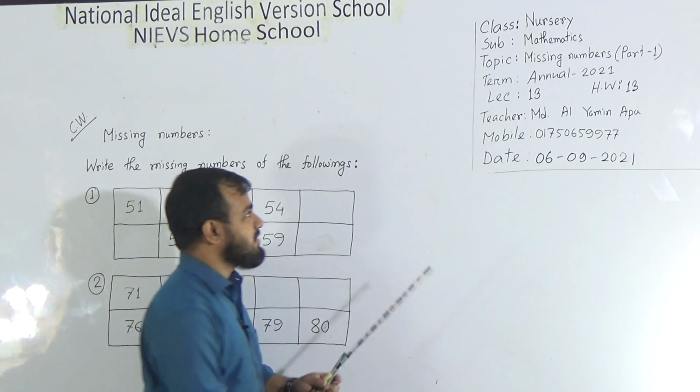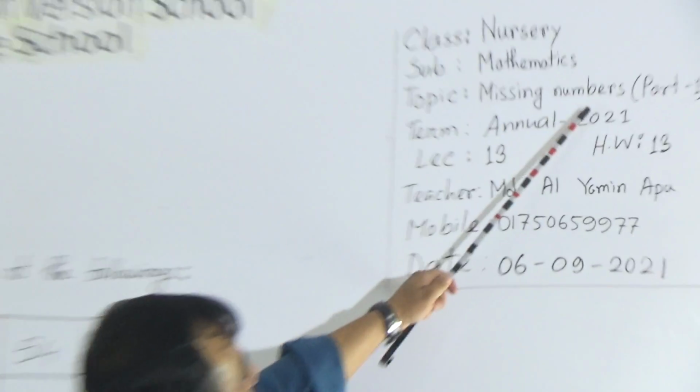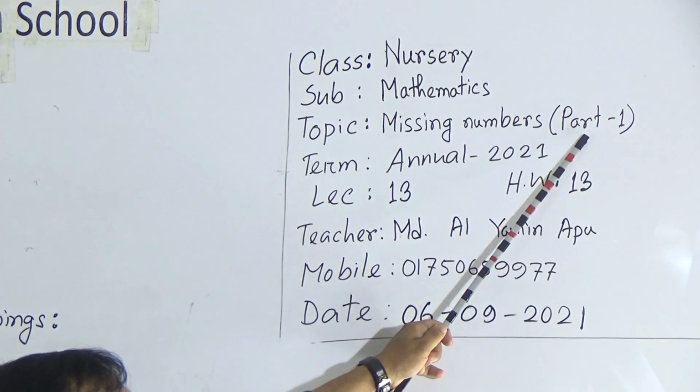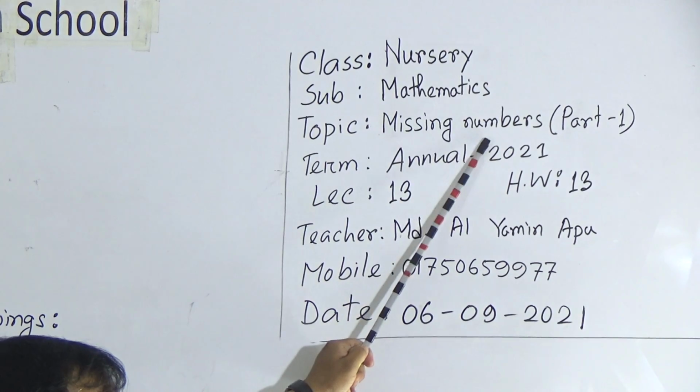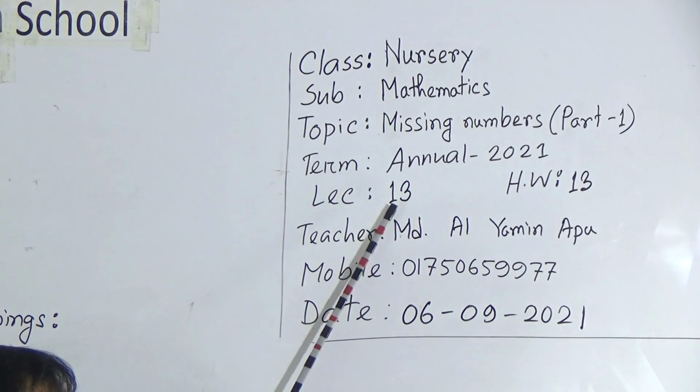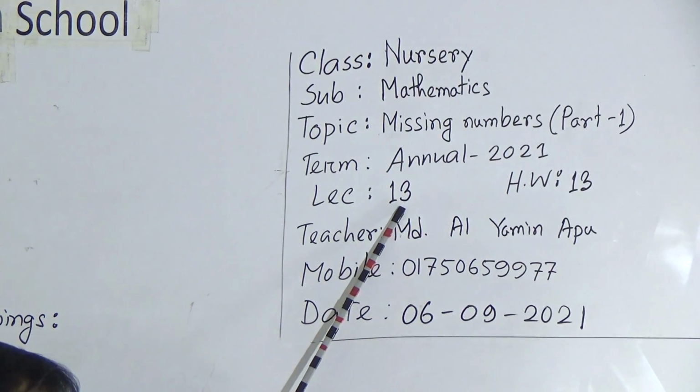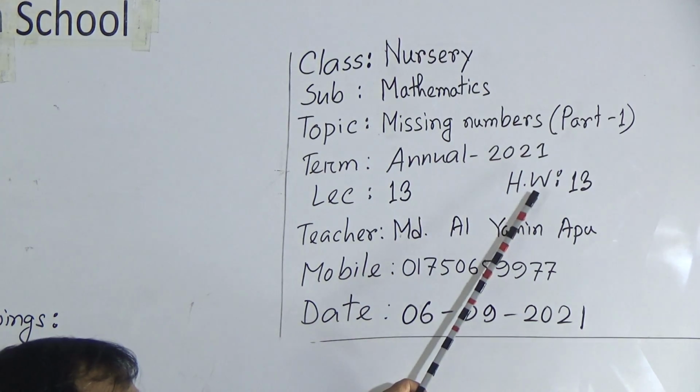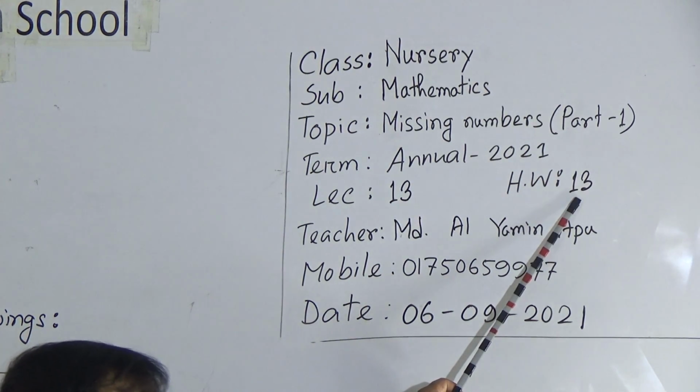Today's topic is missing numbers, part 1. That means this is the first class on the topic of missing numbers. Your lecture number is 13 for the annual term examination of 2021. Your homework number is 13 today. That means you have a homework today.